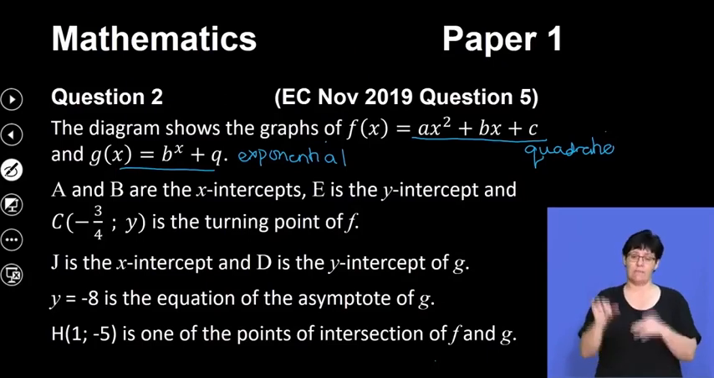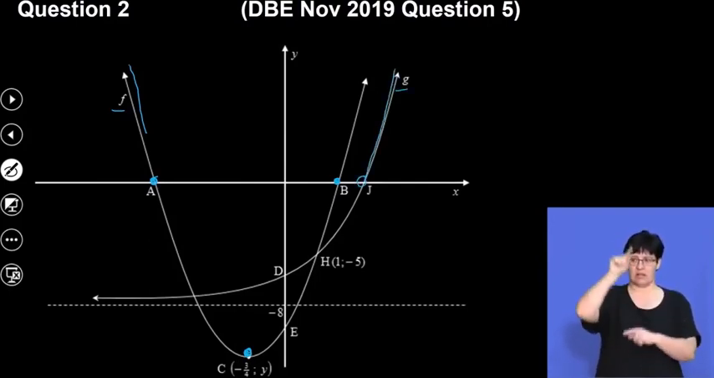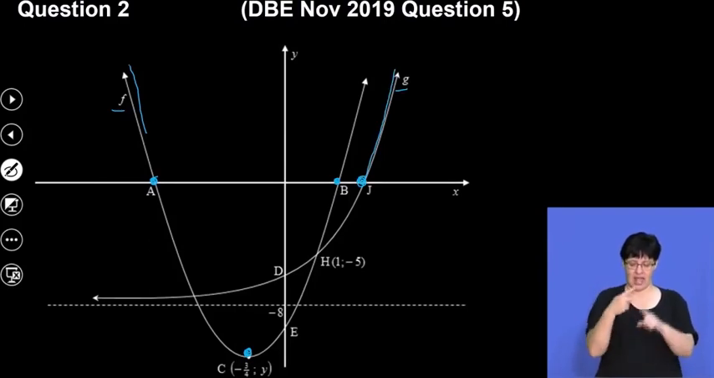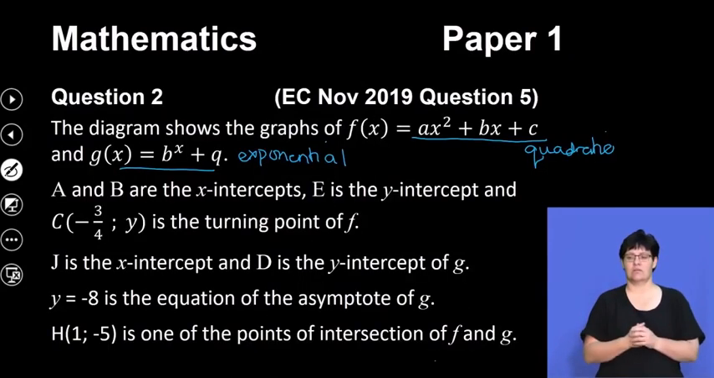Okay, let's go back. Okay, we're also told that J is the x-intercept and D is the y-intercept of G. Okay, so let's go and look at that now. So here we have G. G is this exponential function, and we can see there J is the x-intercept, and D over here is the y-intercept. Oh, and let's not forget that D over there, that's the y-intercept of the parabola. Okay, sorry, I went forward instead of back. Okay, and y equals -8 is the equation of the asymptote of G.